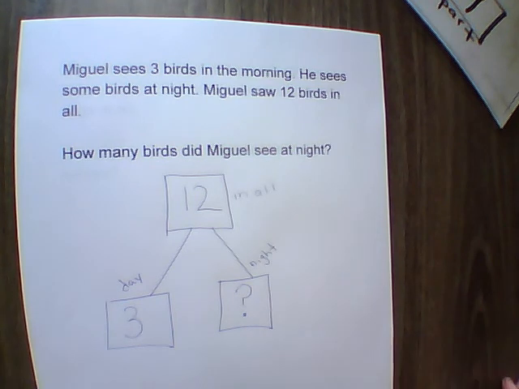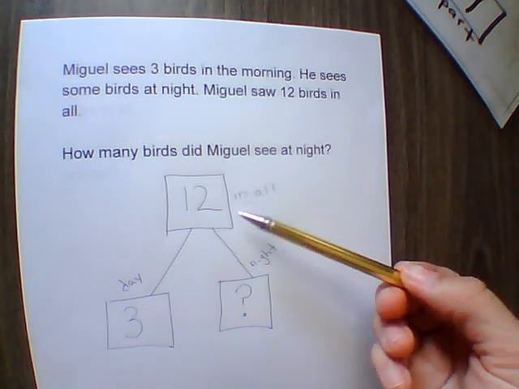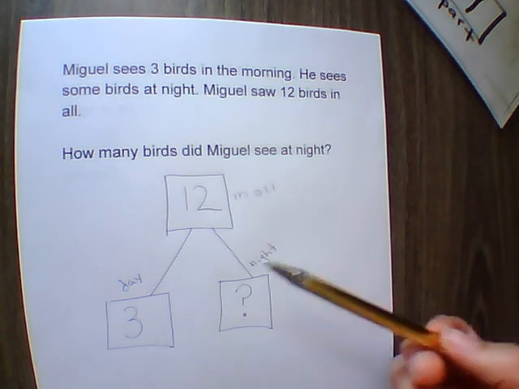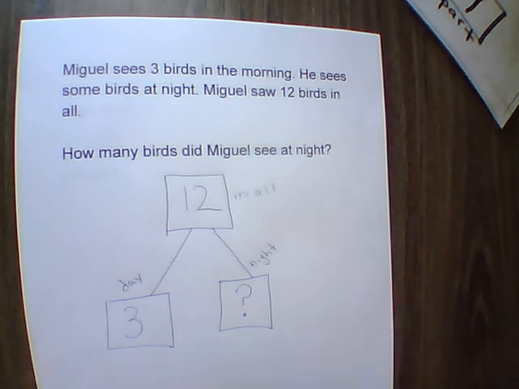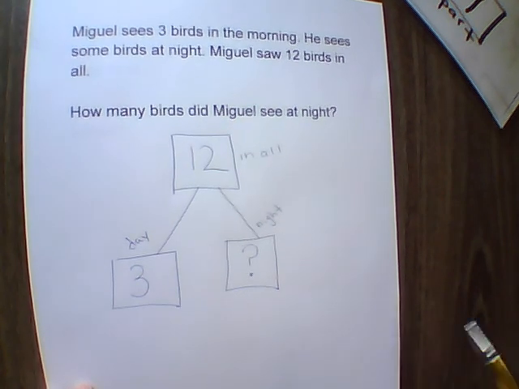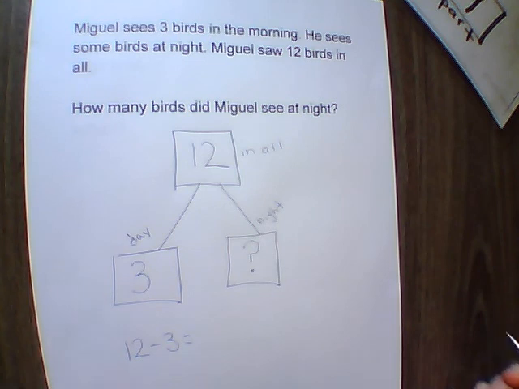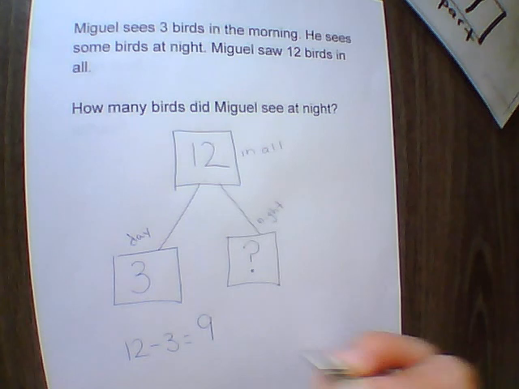All right, so now I need to figure out how many birds Miguel sees at night. So this looks very similar to yesterday's, or day 1, where we're taking our whole number. We have to then take away our day, our part number, to figure out how many are for the night or the other part. So the way we're going to set up our equation, once again taking that whole number, minusing the part number, so 12 minus 3. So do that now. And you should get 9. But that's not the answer yet.